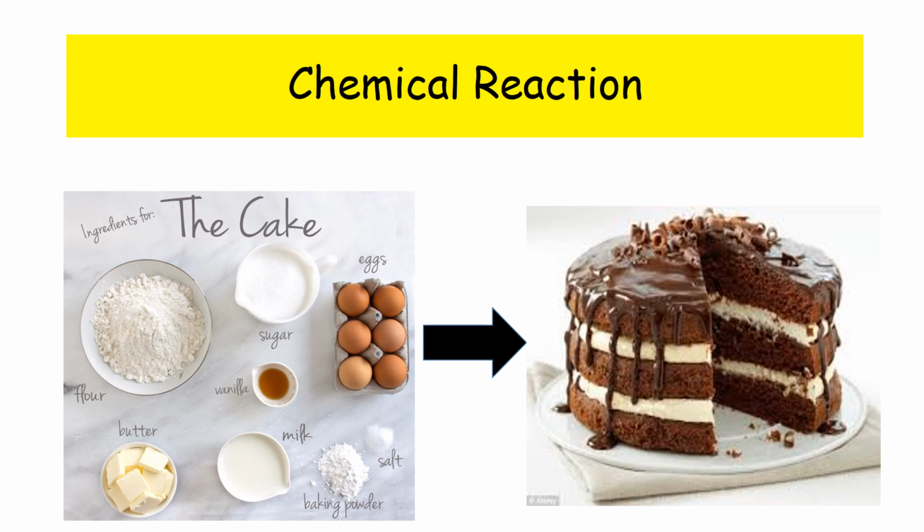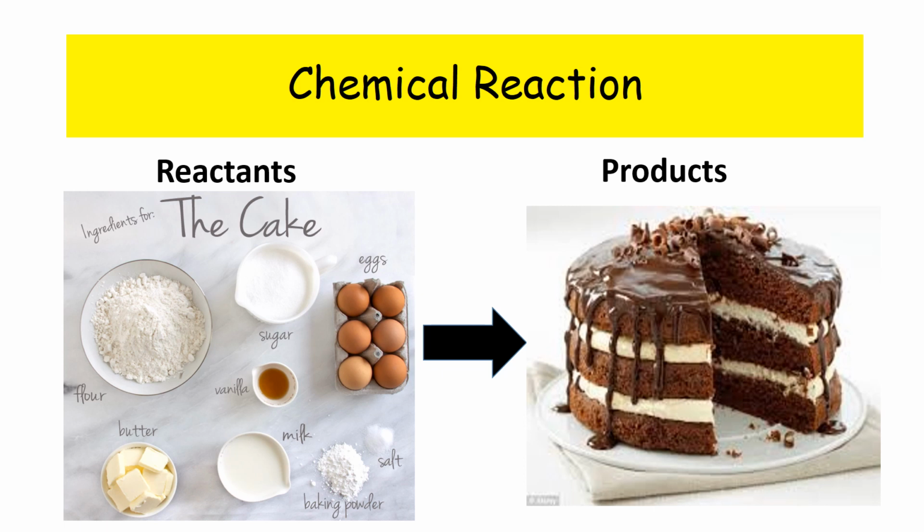So hopefully you've paused the video and can see what the chemical reactions are here. So the reactants are all of the ingredients over on the left side for the cake, and the product is the cake itself. So reactants and products.